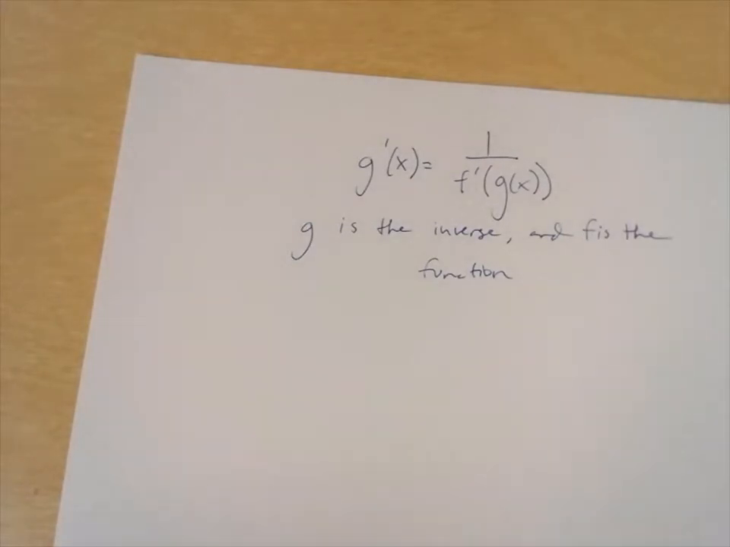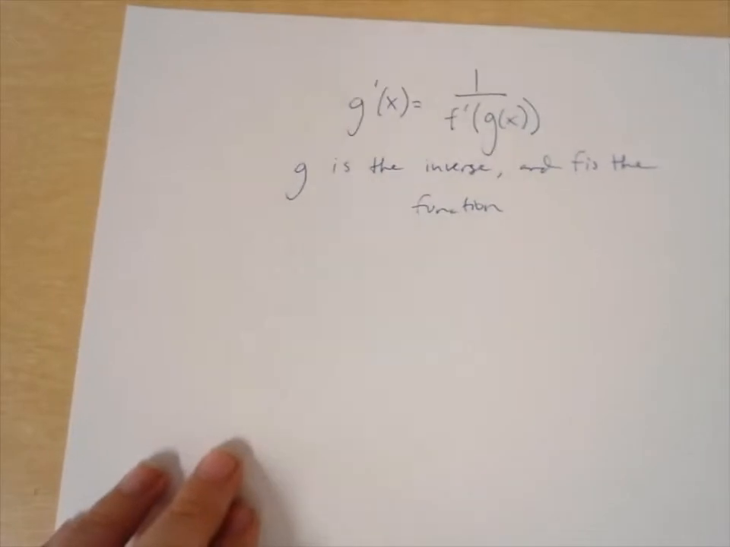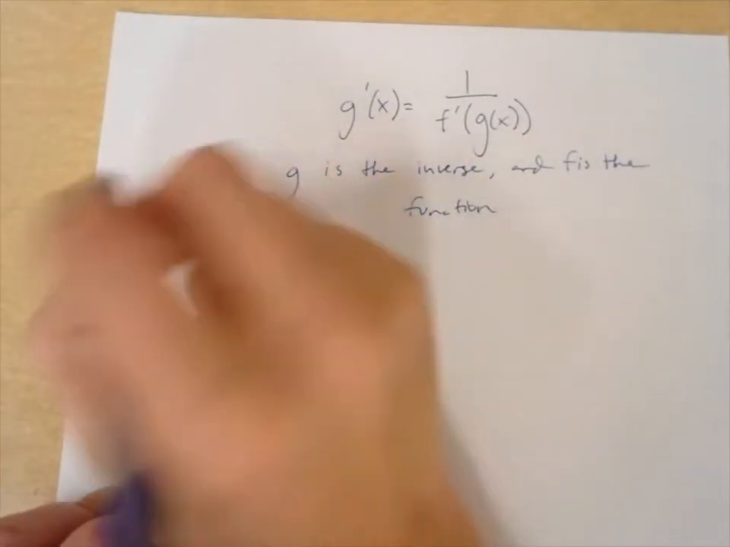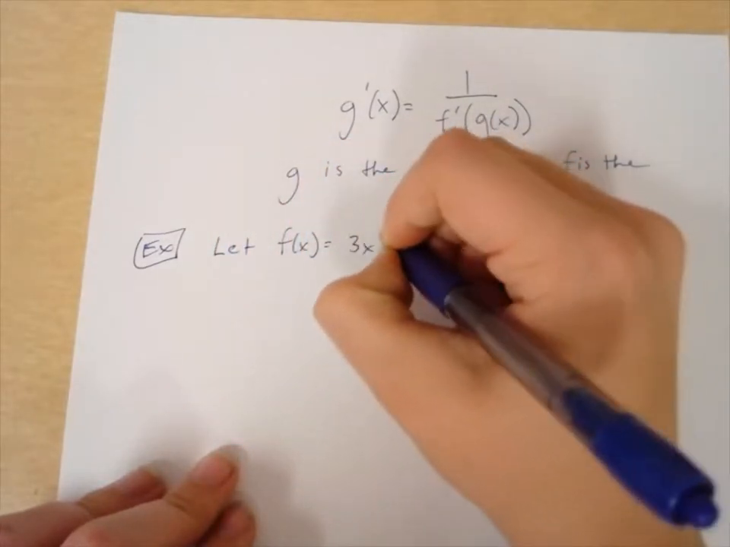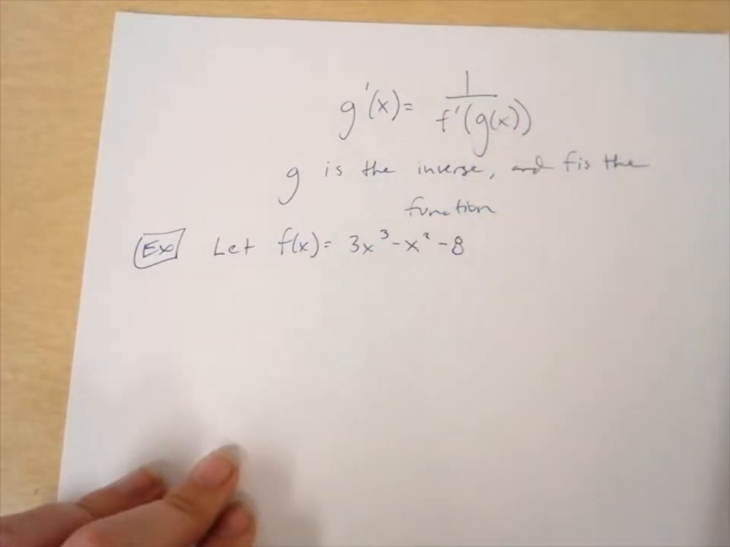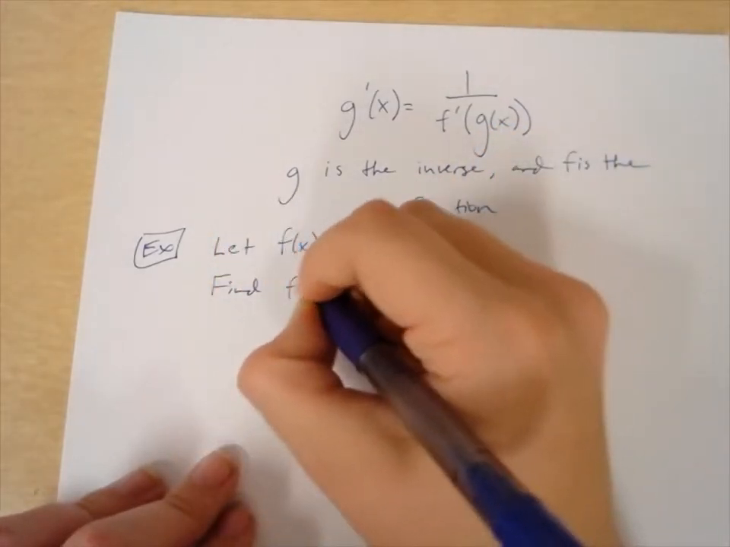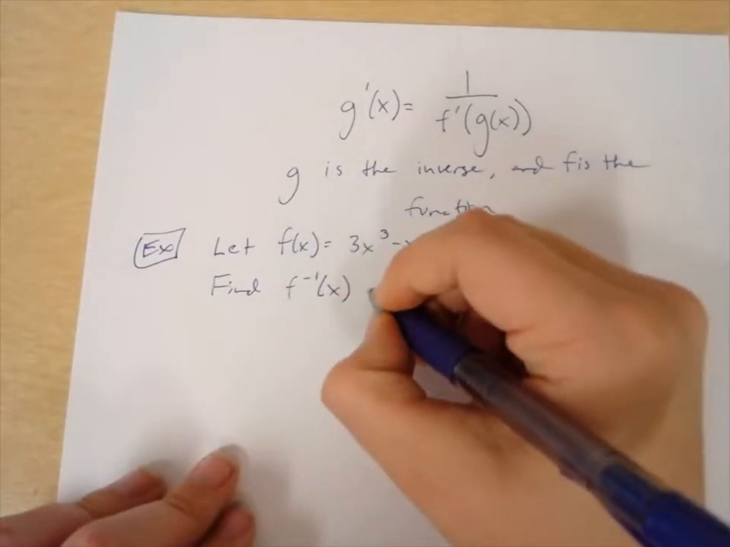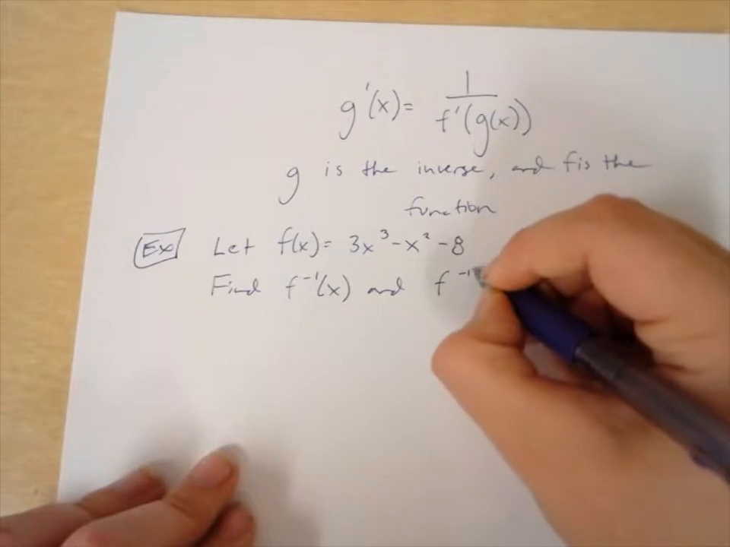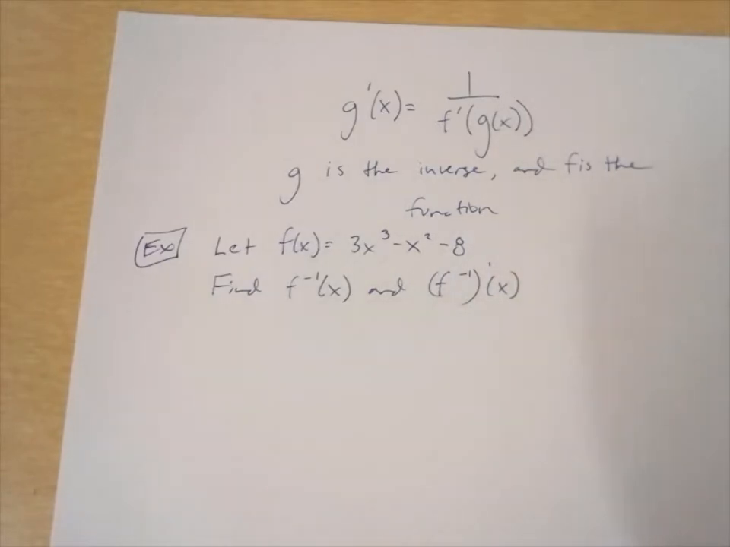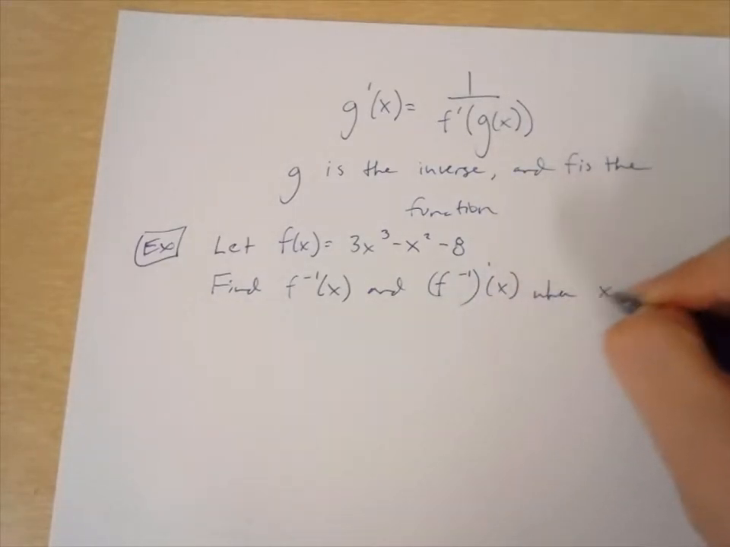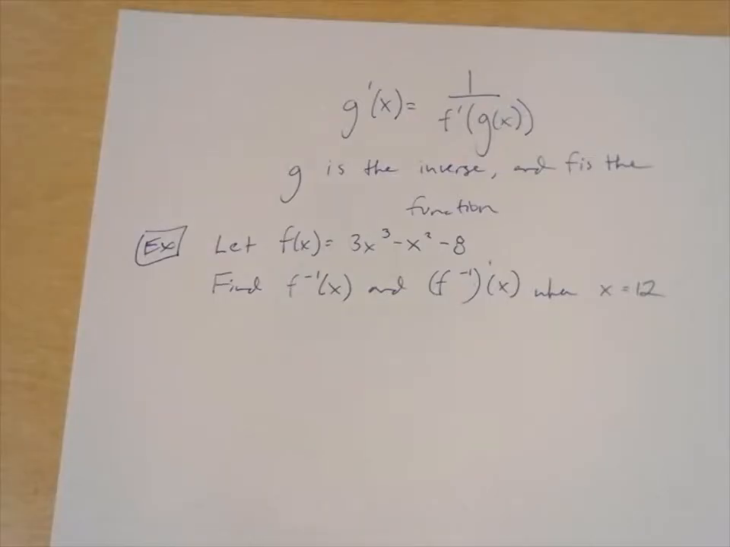And again, that makes sense because we're talking about the concept of reciprocals. So what we can do is we can apply this theorem in an example that looks like this. We can say let f of x equal 3x cubed minus x squared minus 8. And we're asked to find f to the -1 of x and f to the -1 prime of x. So the inverse and the derivative of the inverse when x equals 12.